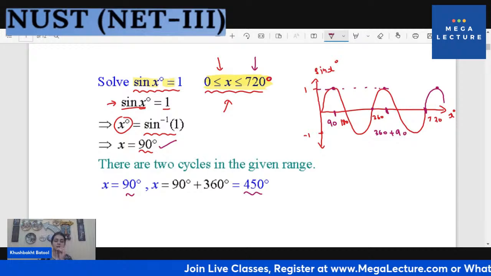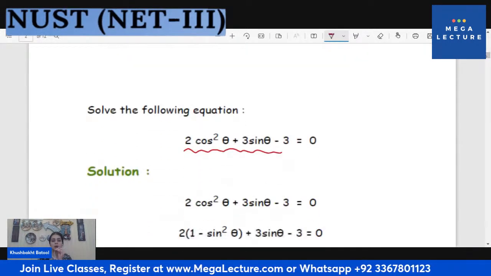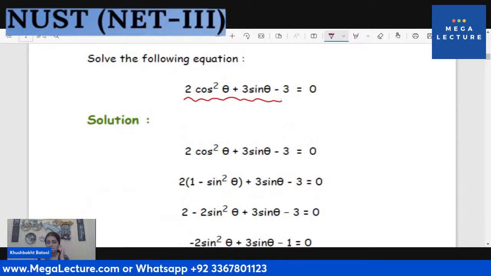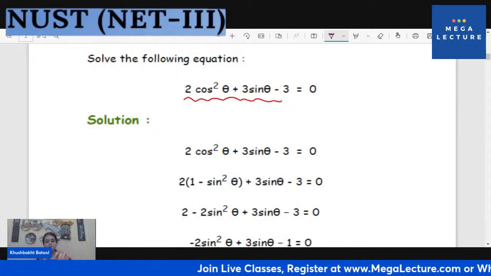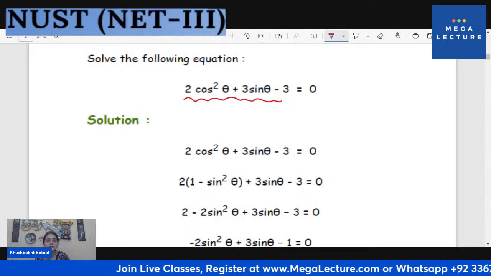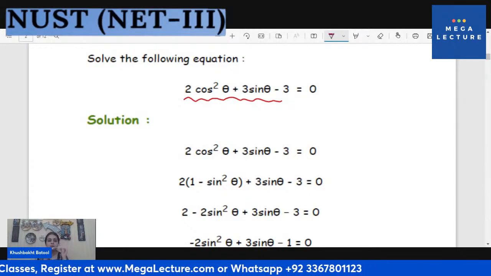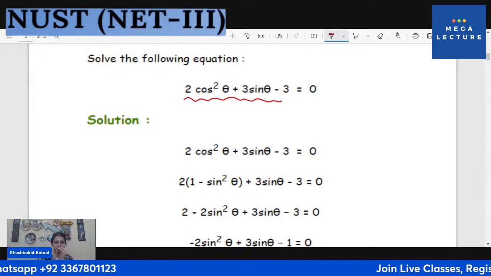So this was an easy question, in fact a very easy question. Let's talk about a complicated question then. Now please stay attentive, this is important, please pay attention all of you. It says solve the following equation. Now, what exactly is the equation? The equation is 2 cos square theta plus 3 sine theta minus 3.